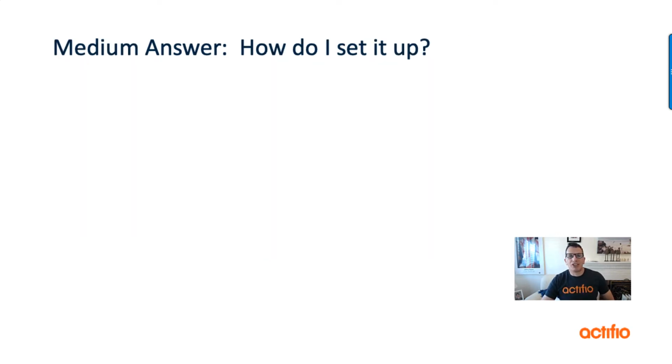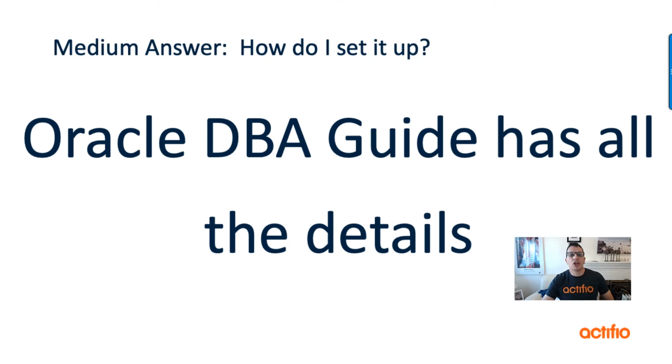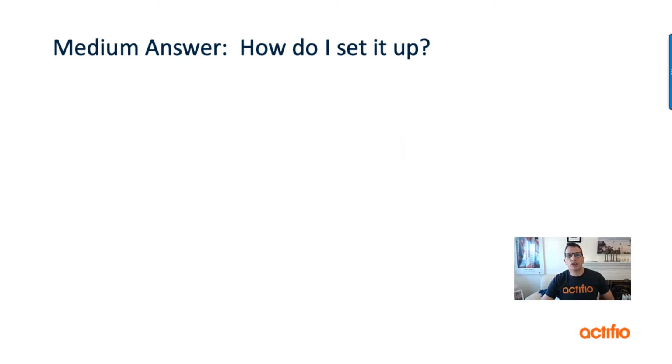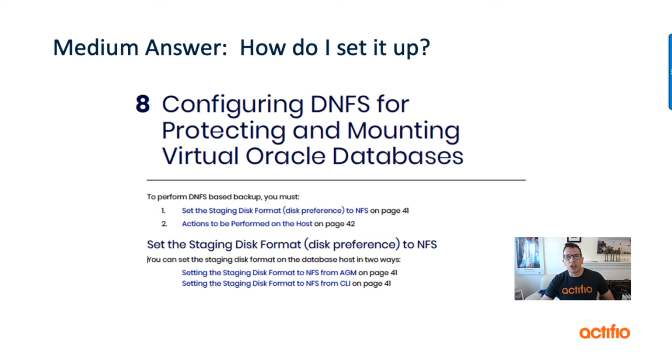How do I set this thing up? How do I actually use Actifio Virtual Data Pipeline with Oracle's direct NFS client? Well, the answer is go to the Oracle DBA guide. It has all the information you're going to need. It's a fantastic, comprehensive book. There is a new chapter in it, which is entitled Configuring dNFS for Protecting and Mounting Virtual Oracle Databases. If your DBA guide doesn't have it, you're looking at a down-level version, go to Actifio now and get your up-level version, or hit me up at av@actifio.com and I'll send you that copy.